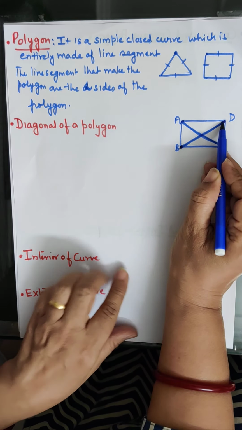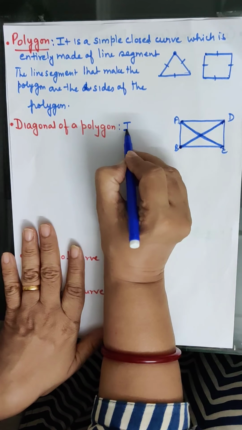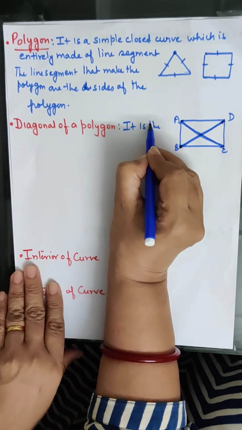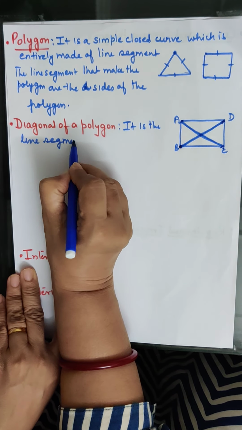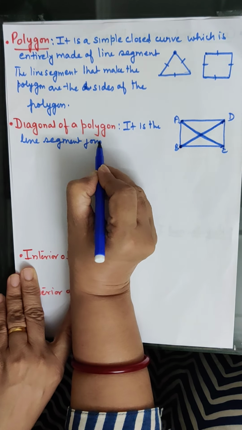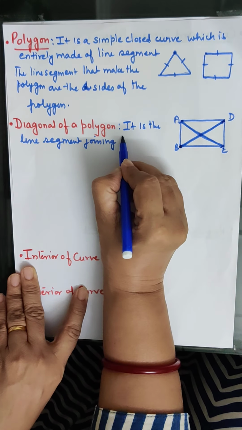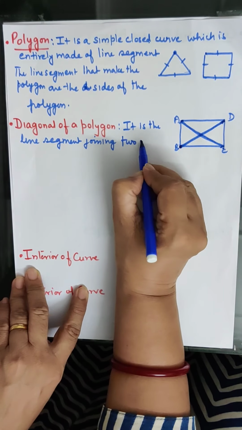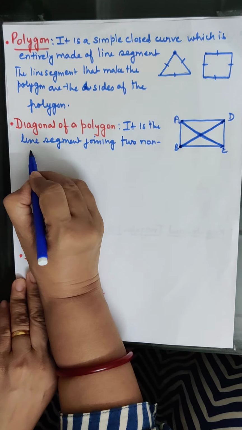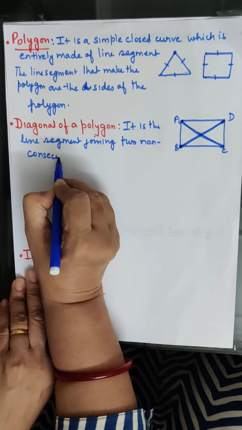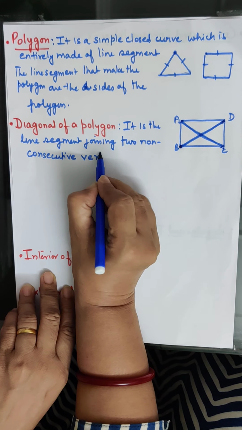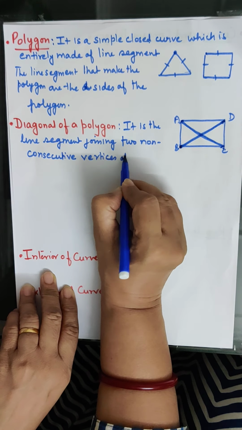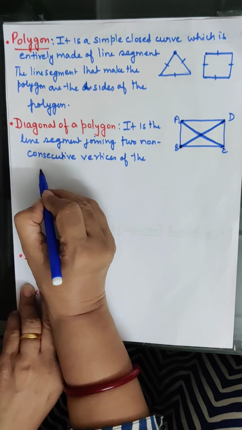So what is the diagonal of the polygon? It is the line segment joining two non-consecutive vertices of the polygon.